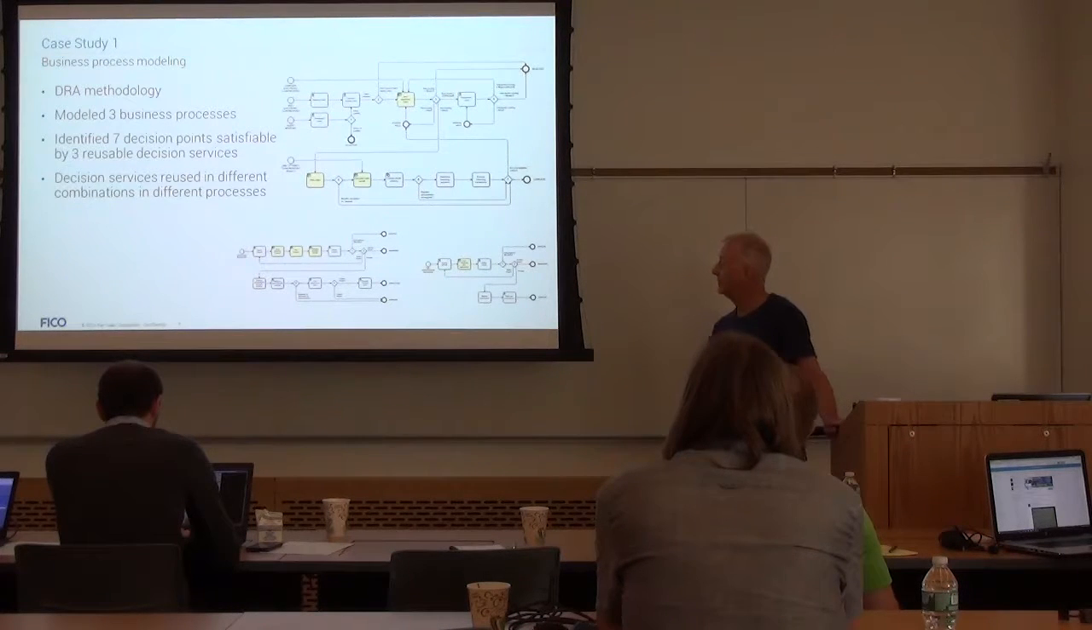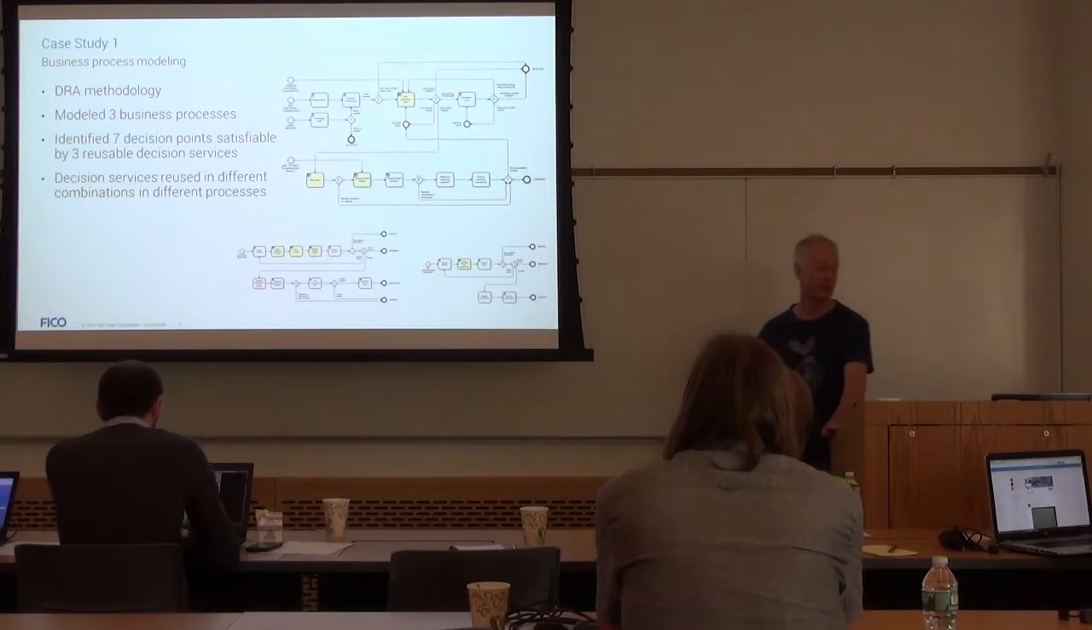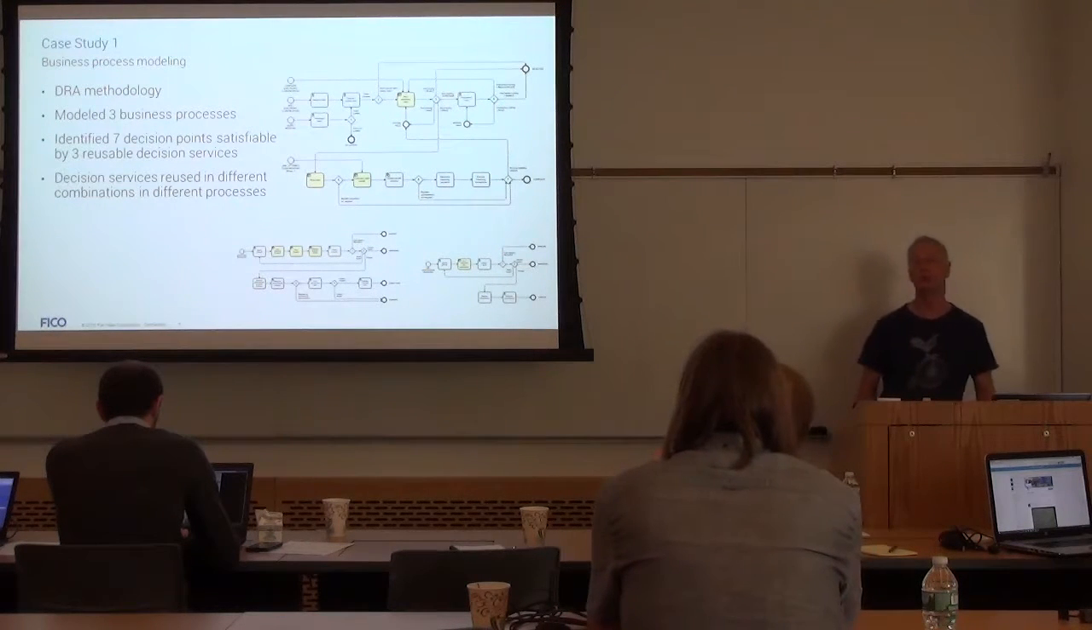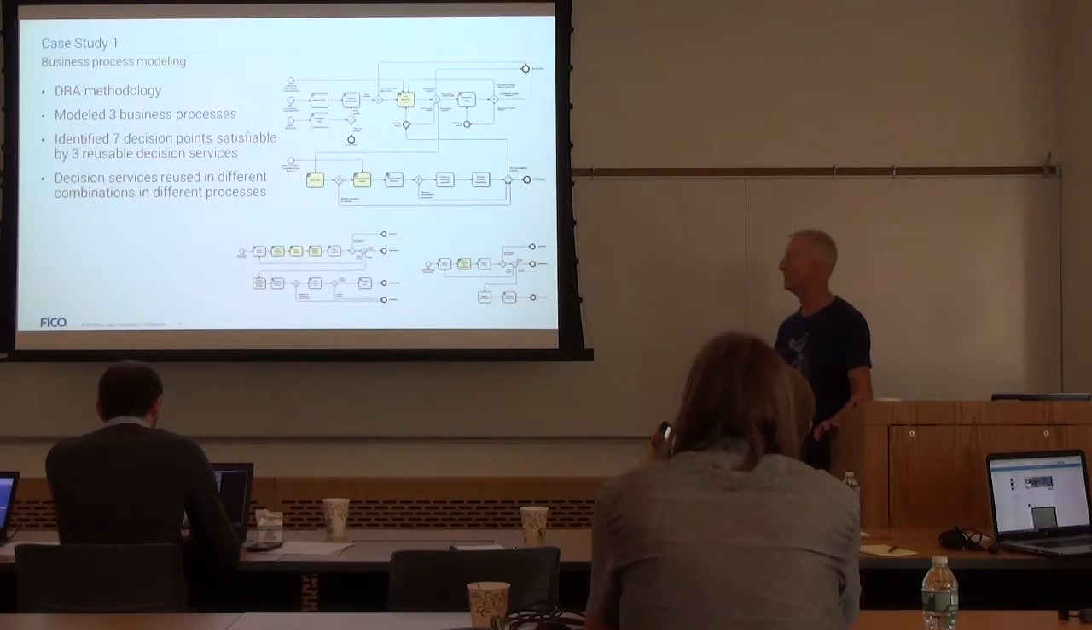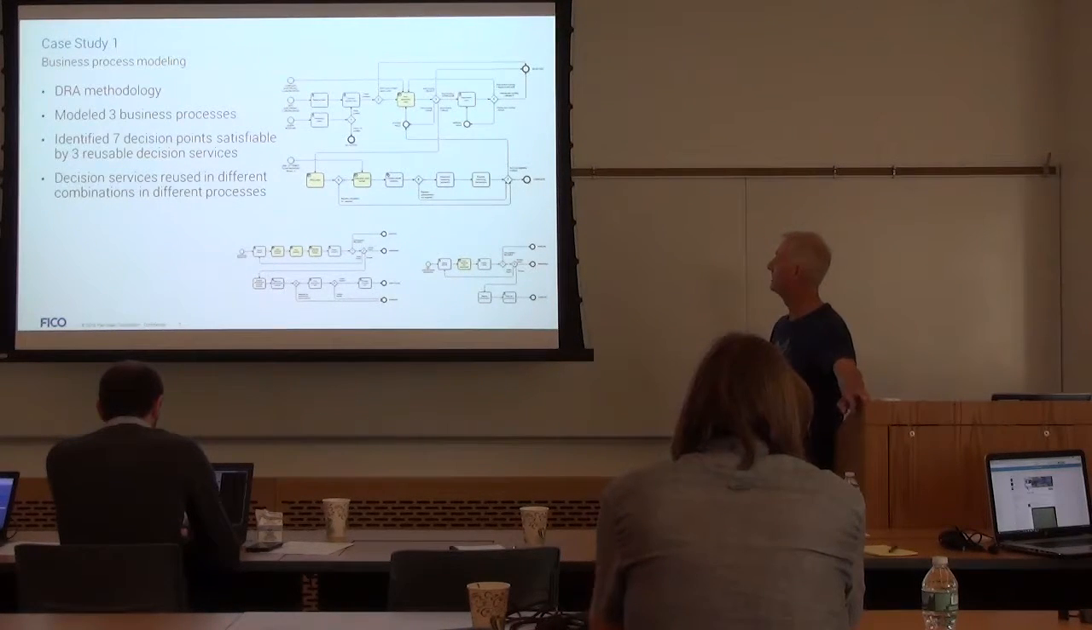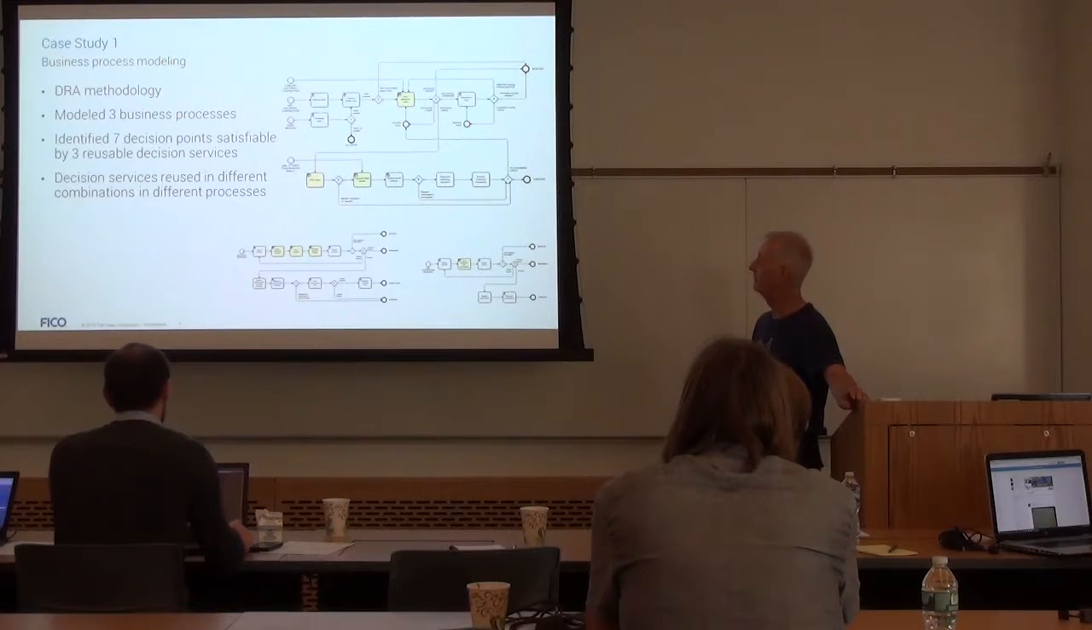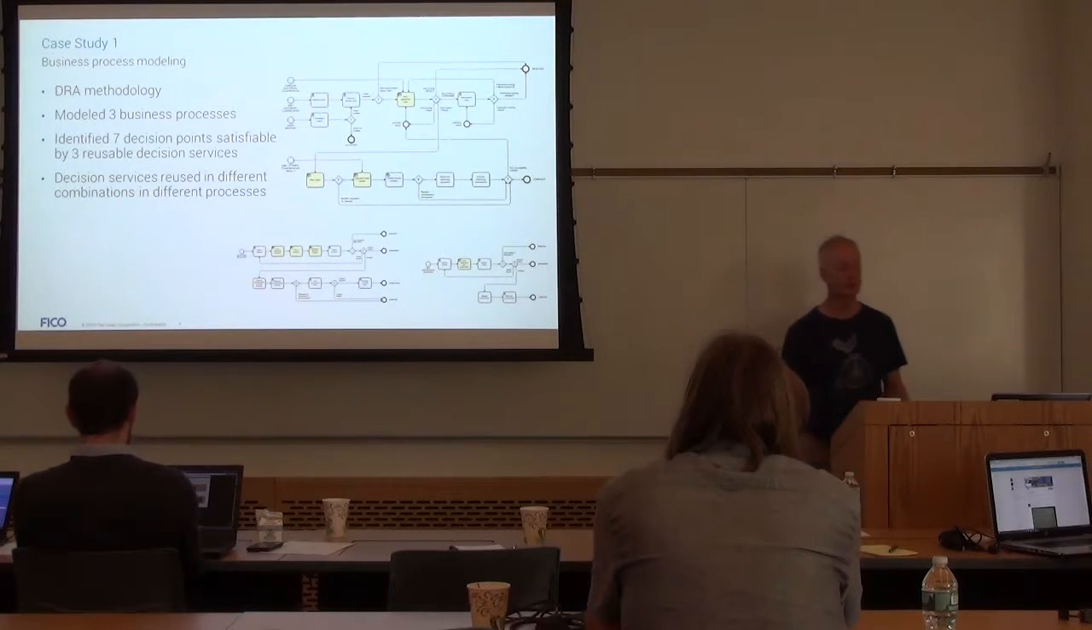So we used decision requirements analysis as the methodology. We started with the decision modelling as the fundamental backbone to the requirements analysis. We started with business processes. So here we've got the three business processes we looked at. And in those processes, I'm not going to go into the details, this is customer stuff anyway, we found 7 decision points where there was significant decision making going on that we could automate. And we realised they could be satisfied by 3 decision services that would be used in different combinations in the 3 processes.